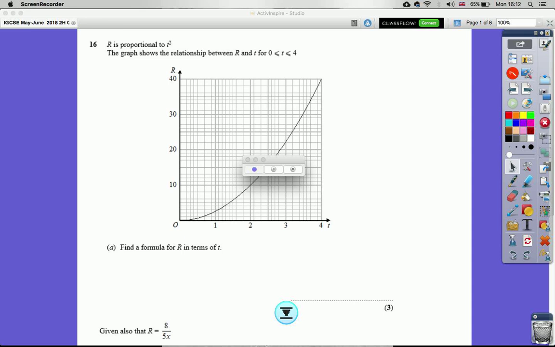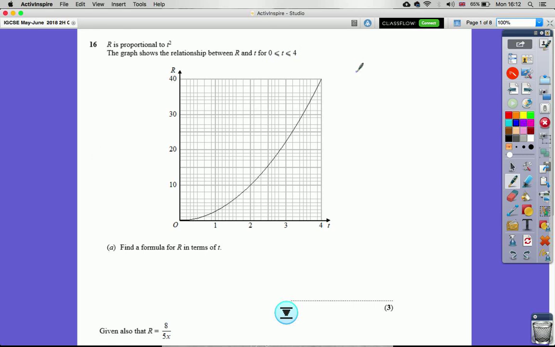Alright, so we are going to now solve the last few questions of the test paper, question number 16 to question number 22 of June 2018 2H paper. Right, so the question here is saying that R is proportional to T squared. The graph shows the relationship between R and T for T is greater than or equal to 0, less than or equal to 4.